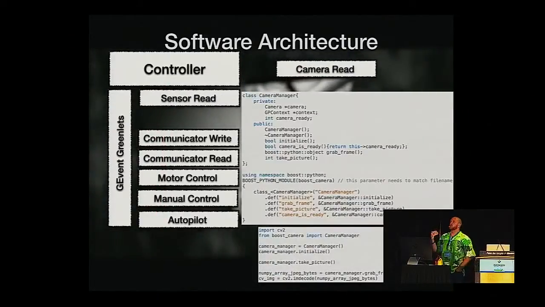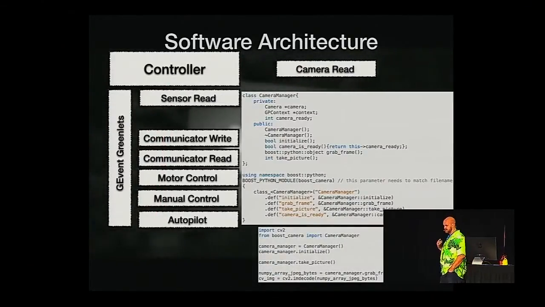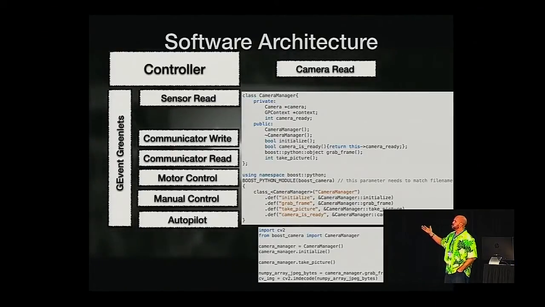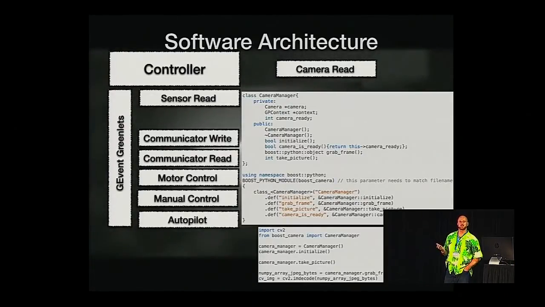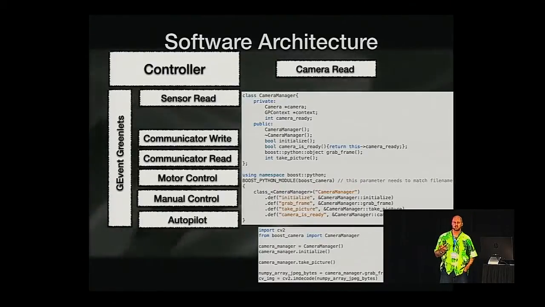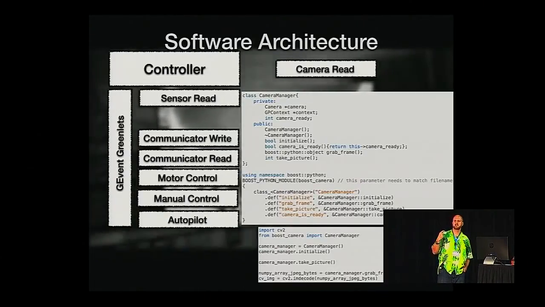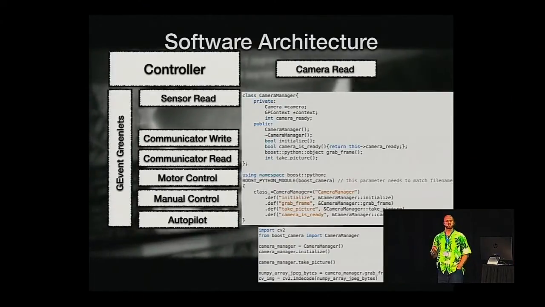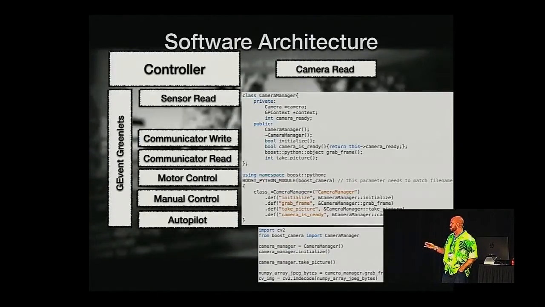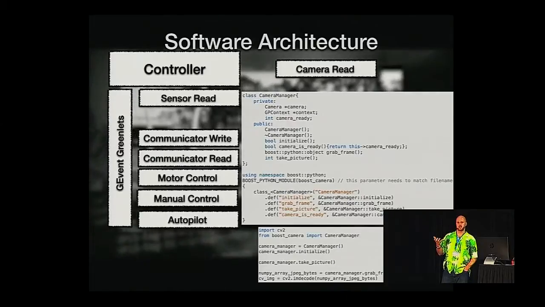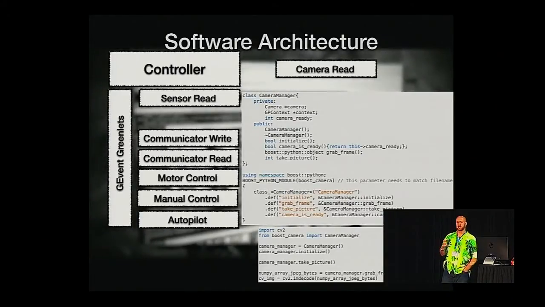With the camera, this is the exact same concept again. I used Boost, and the reason I did it here is because I relied on a C++ library called GPhoto2. What that is, is a camera library written in C++ that supports hundreds and hundreds of cameras that you can then take pictures with, and you can get the live view. And in my case, I had a Canon T2i.